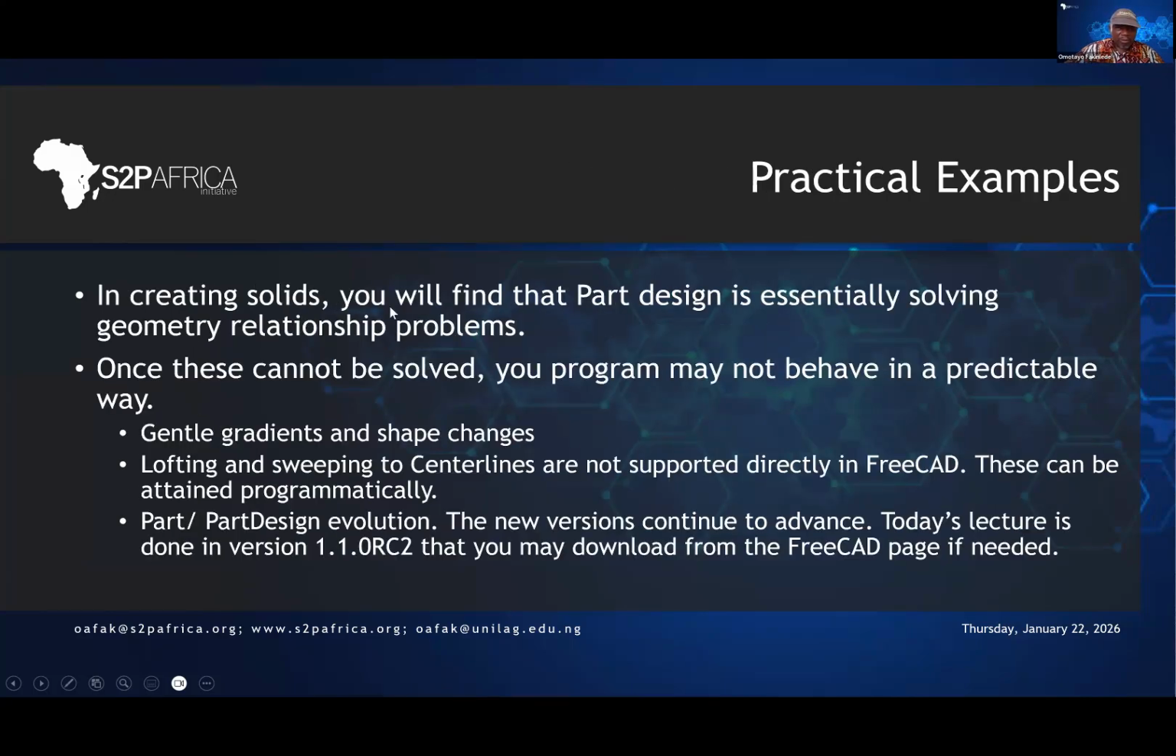We will now look at some practical examples. In creating solids, you find that part design is essentially solving geometrical relationship problems. When the problem cannot be solved, I'm sure some of you, if you have practiced, will see that you just do some things that you expect to work, and somehow FreeCAD tells you there's an error. There's an error because every geometry you are creating is solving a geometrical problem to make sure that all their tangents are correct, all their orientations are correct, and that it is a possible geometrical shape. When it is not, it just cannot solve the problem, and it says that your drawing cannot be solved.